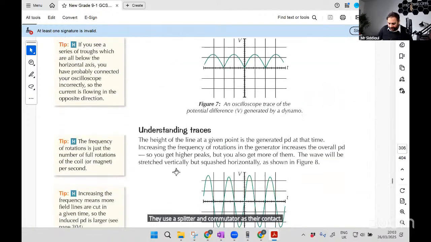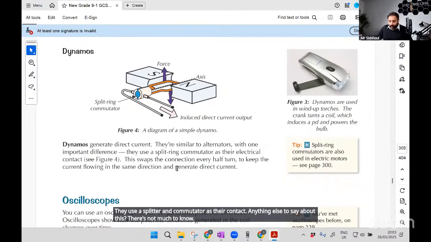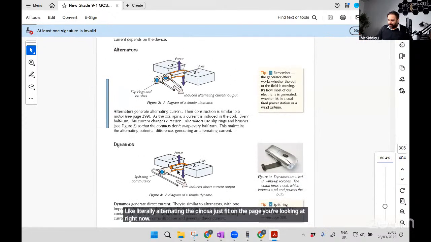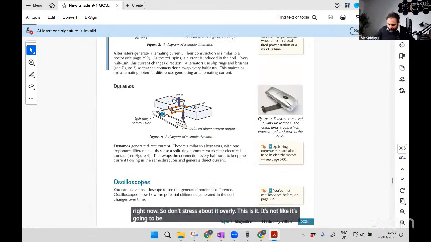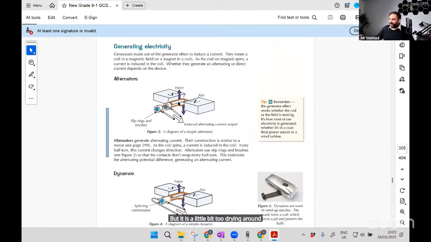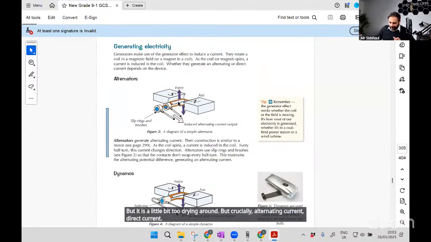Anything else to say about this? There's not much to know. Literally, alternators and dynamos are just the page you're looking at right now. So don't stress about it overly. This is it. It's not going to be a massive amount of information, but it is a little bit to try and remember. Crucially: alternating current, direct current, alternators and dynamos.